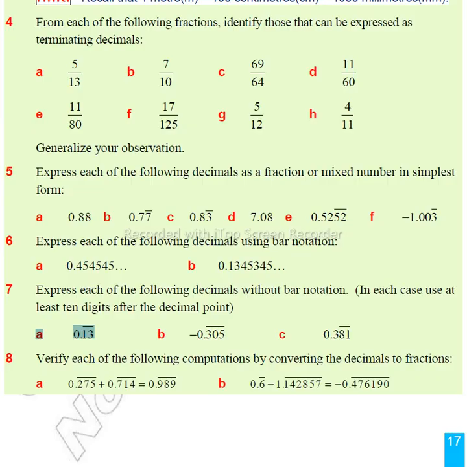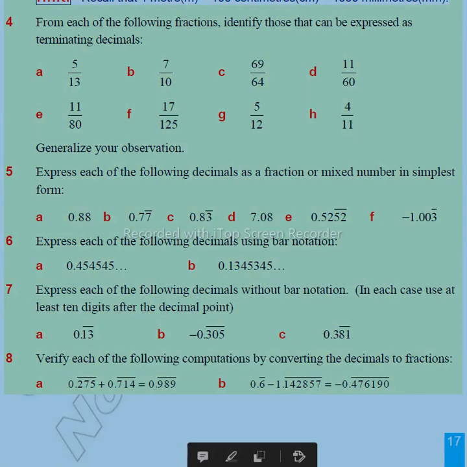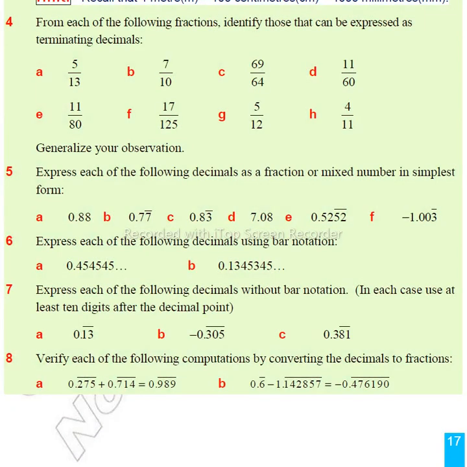Okay, this one is verify. Here we have to verify this: we have to change this decimal and this decimal to fractions. Then after adding these fractions, we get the result, and we divide that result. Change that result fraction to decimal.